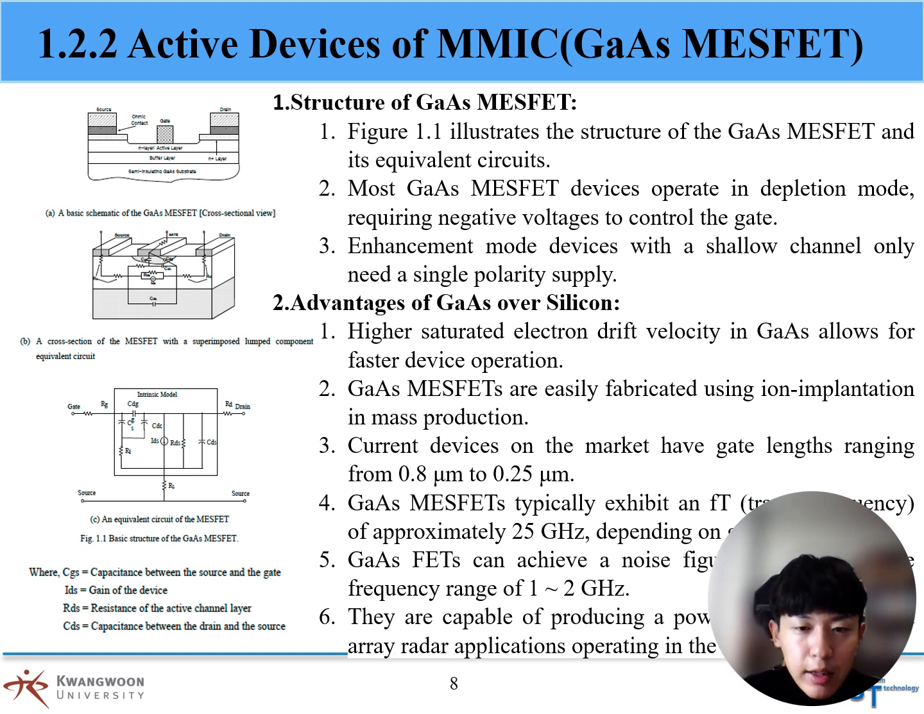GaAs MESFETs are easily fabricated using ion implantation in mass production, and current devices on the market have gate lengths ranging from 0.8 μm to 0.25 μm.